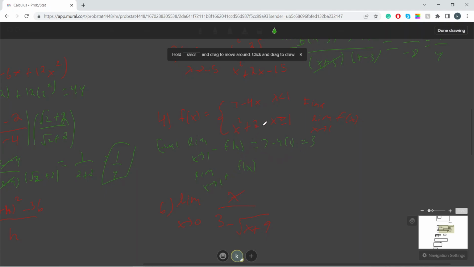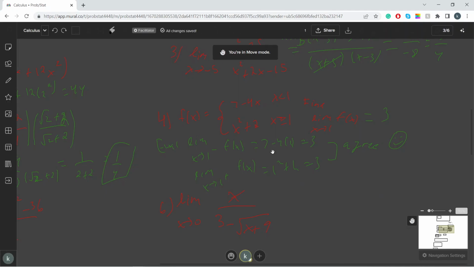What about from the right-hand side? Well, this is going to be x squared plus 2, and x squared plus 2 is a continuous quadratic function. So we can directly substitute 1 in, right? So this is going to be 1 squared plus 2, and this is going to equal 3. They agree. So the limit definitely does exist, and the answer is 3. So hooray, we got a happy scenario right here for problem 4. Sometimes there might not be such a happy scenario, and we'll see that example later on, but keep this in the back of your head.